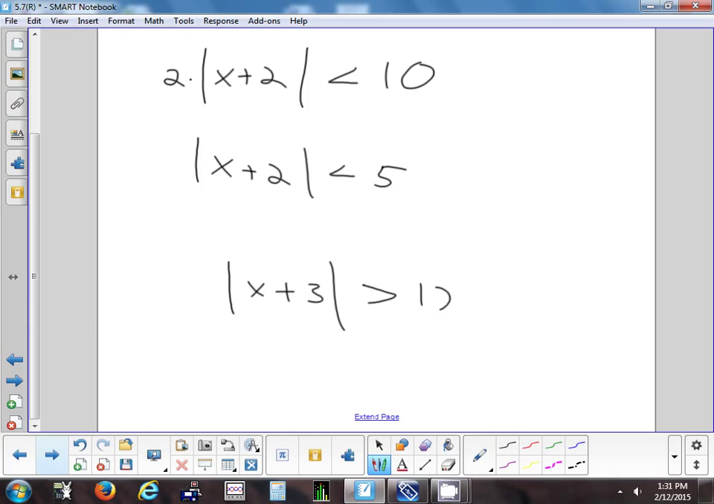Okay, I want you to look at this one. Is the absolute value expression by itself? No. What do I have to do to get it by itself? Divide by -2. Say it one more time. Divide by -2. Okay. That's perfect.